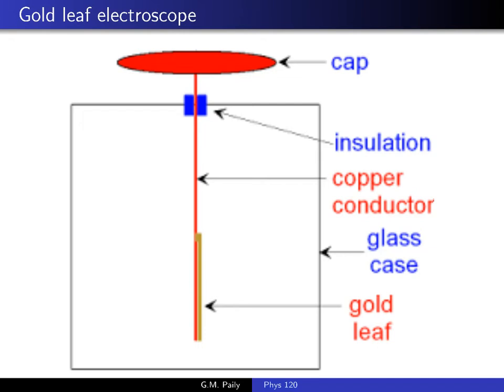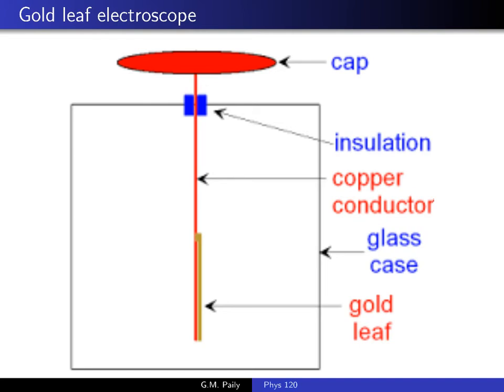The electroscope has a metallic cap and a metal stem that passes through. Here it's labeled as a copper conductor, but it doesn't have to be copper. And then at the bottom of the stem there is a gold leaf which can move. The apparatus is surrounded by a glass case and the stem is fixed in place by some insulating material.